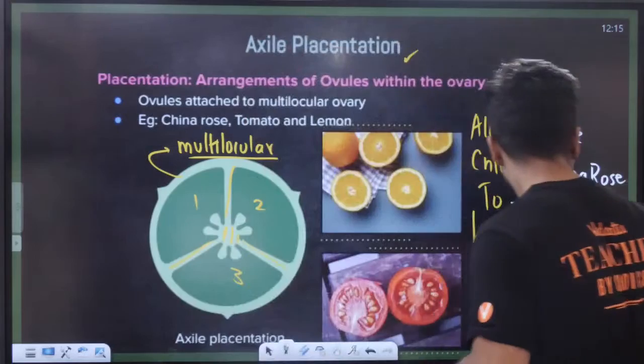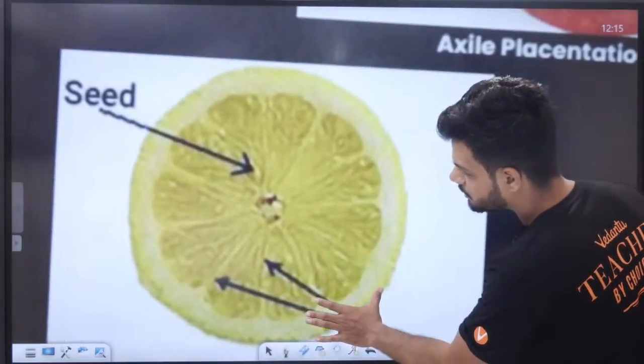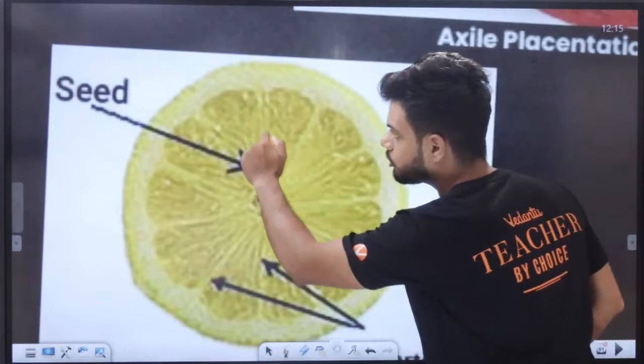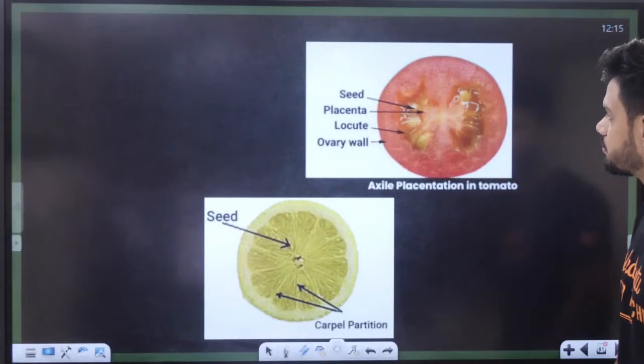Next one, can you see, students, multilocular condition? Many locules, 1, 2, 3, 4, multiple locules are there. Here in the case of tomato also you can see multiple locules.